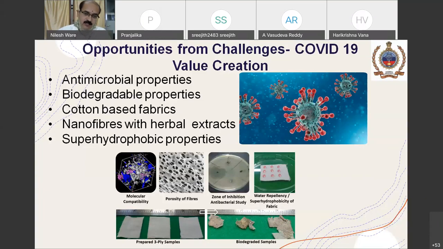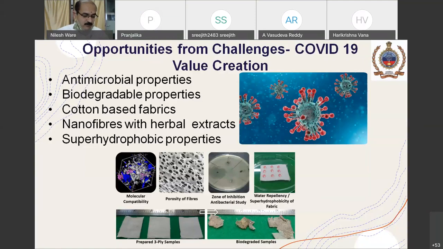Then we said, hey, why not use this fabric material for making a 3-ply sample. So with whatever sample we had, we made 3-ply samples. And in that we are able to see the 3-ply samples. The 3-ply samples were exposed to cow dung.